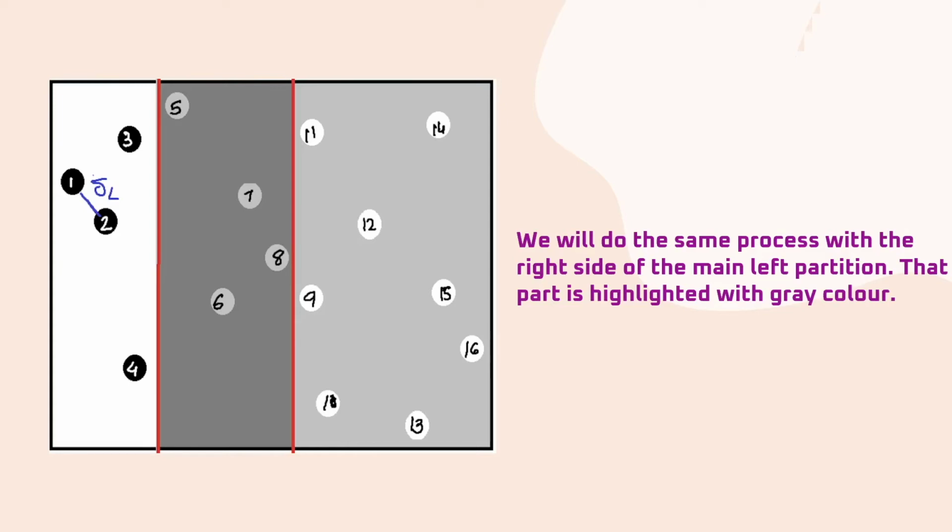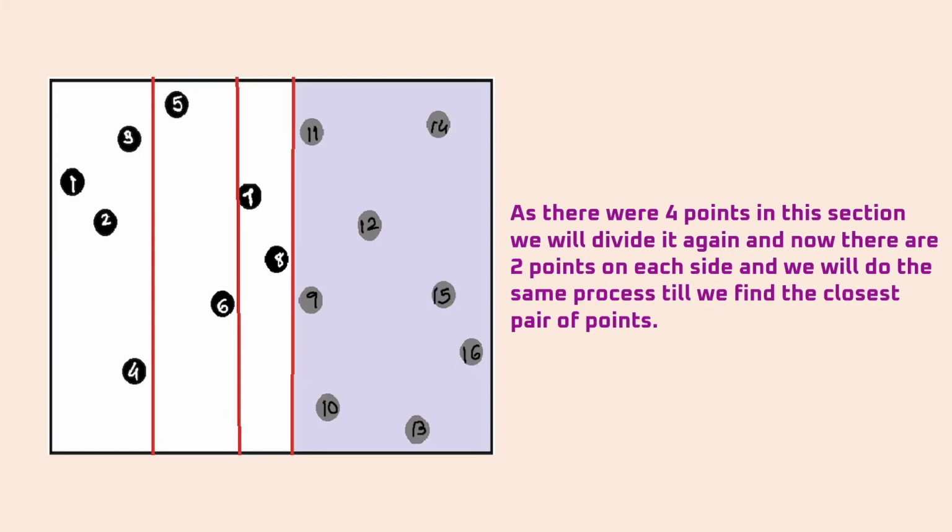As we have calculated the closest pair of points on the left side of the main left partition, we will do the same process with the right side of the main left partition. That part is highlighted with grey color. As there were 4 points in this section, we will divide it again, and now there are 2 points on each side, and we will do the same process till we find the closest pair of points.